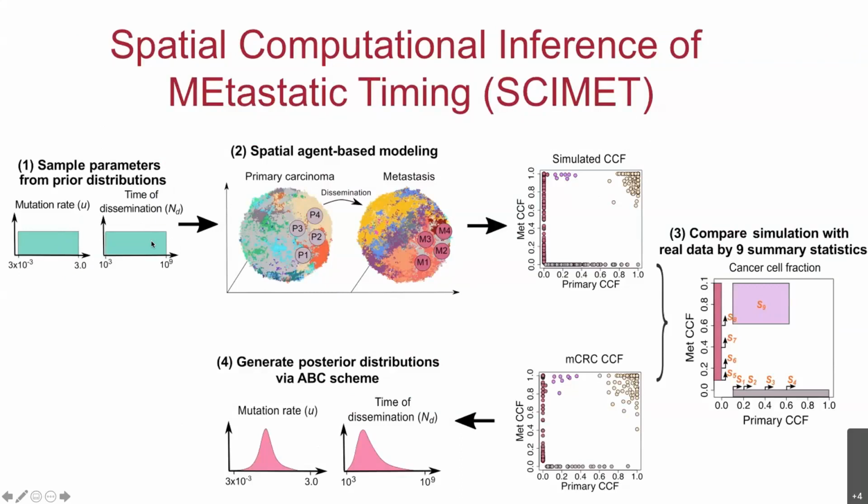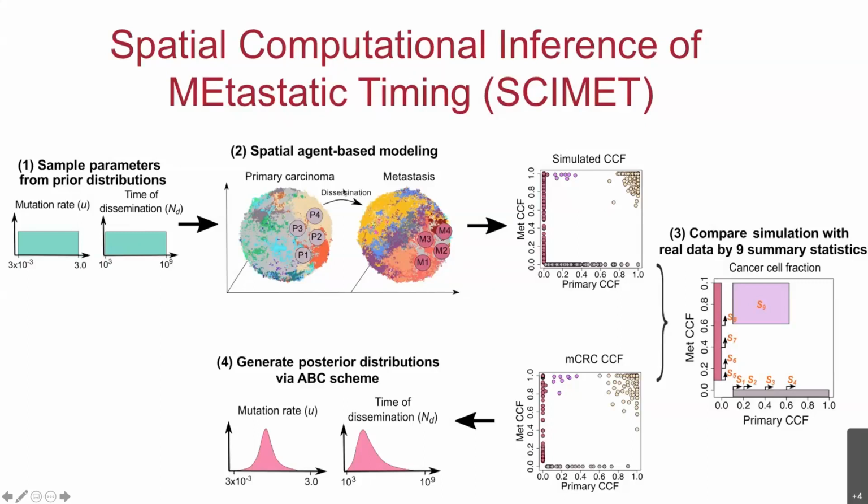So to accomplish this task, we really turned back to these spatial agent-based models that we had pioneered in the past. And in this approach, we simulate a tumor comprised of up to billions of cells, and we keep track of their spatial relationship. The reason for doing so is that we know that space can fundamentally alter clonal evolution and their dynamics. And then we simulate the dissemination process.